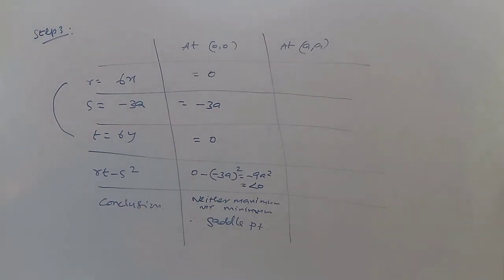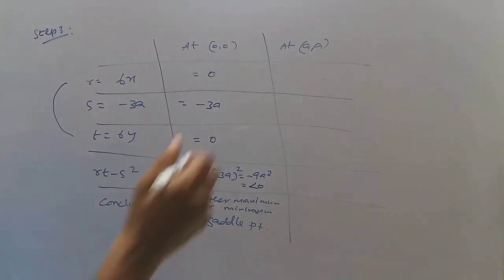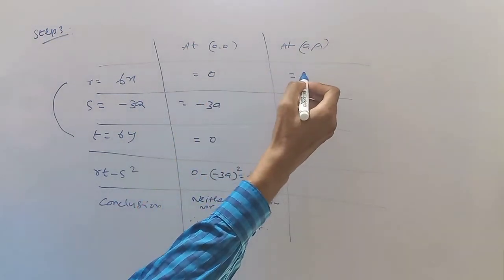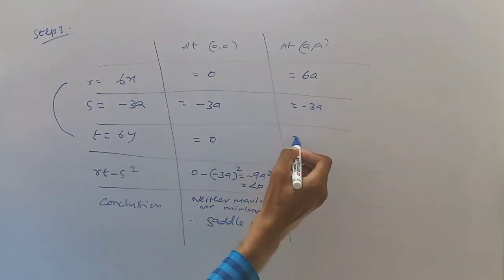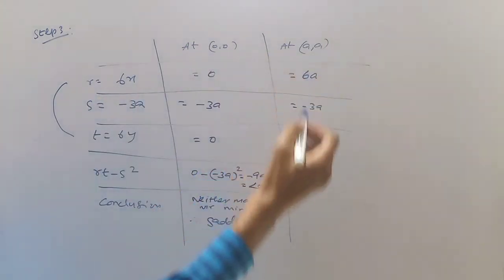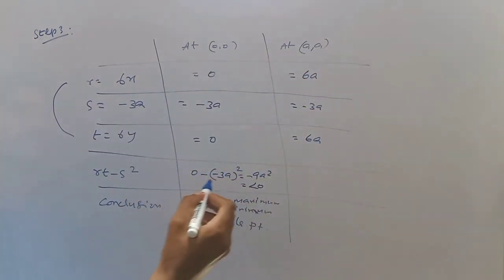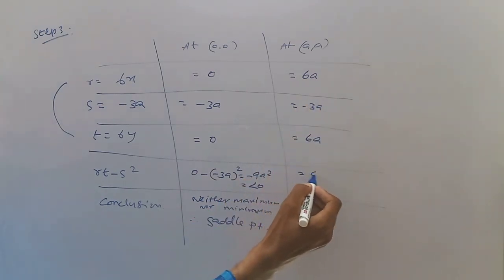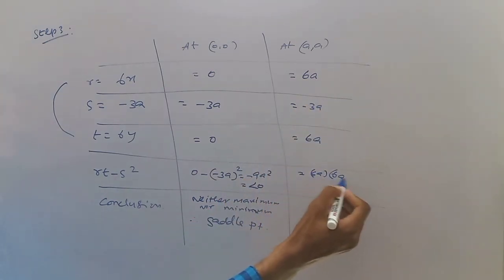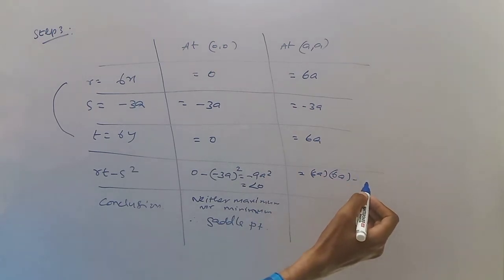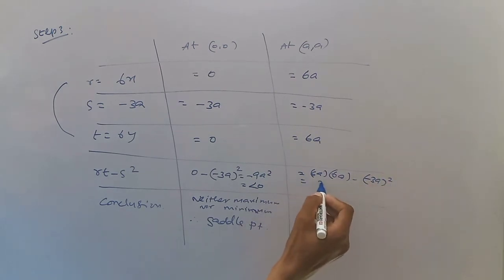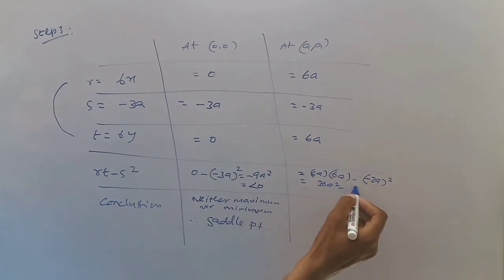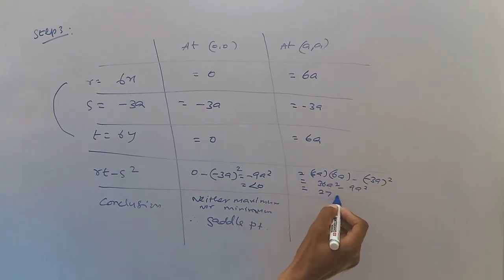Now at a, a. At a, a, r equal to 6a if you substitute x equal to a. S equal to minus 3a. T equal to 6y, which is 6a when you substitute. Rt minus s square is 6a into 6a minus s square. S is minus 3a, whole square. So 6 into 6, 36a square, minus 3 whole square, 9a square. 36 minus 9, 27a square.